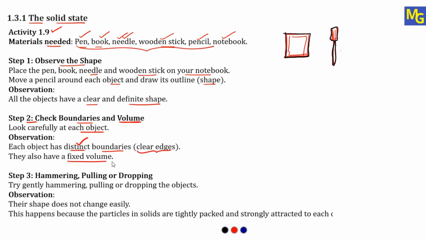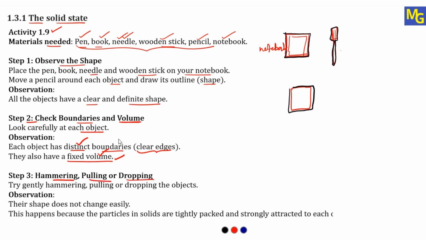They also have fixed volume. If I keep this notebook here, it takes the rectangular shape. If I keep the notebook here again and draw the outline, it still has a fixed volume. It will not change its shape and will not change its volume. It will remain the same. It may be a pen, book, needle, or other material, but all have fixed volume.